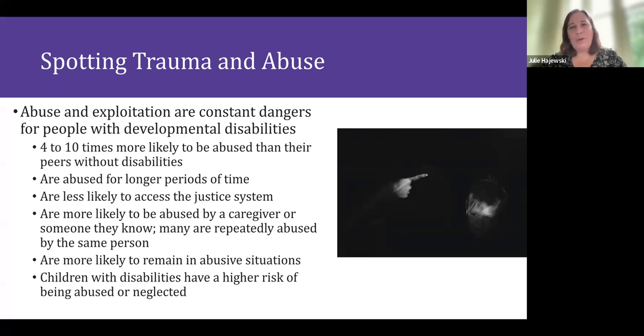We know that abuse and exploitation for individuals with developmental disabilities is really high. 4 to 10 times more likely to be abused than a peer without disability, often for longer periods of time. They're less likely to access the justice system because many of them don't have the means to independently do that. And oftentimes their abuse is much more likely to be from a caregiver or someone they know and be repeated over long periods of time. They're more likely to remain in that abusive situation because oftentimes they don't understand that that is an abusive situation, or they're not able to verbalize or process that as an abusive situation.